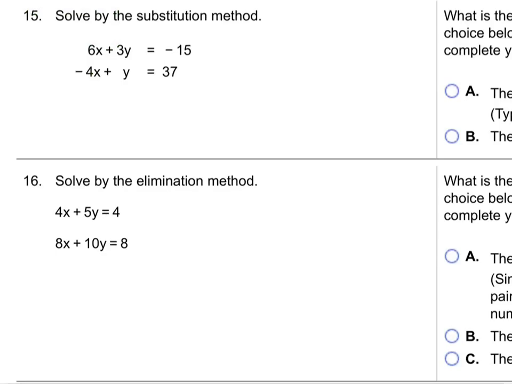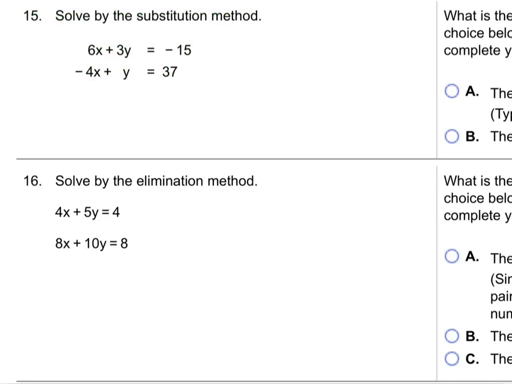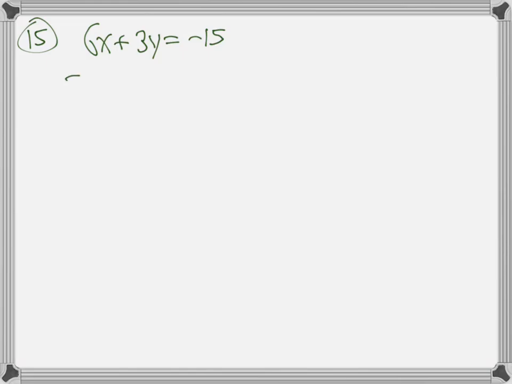All right, so number 15. In fact, let me just rewrite it here for us a little bigger. Number 15. 6x plus 3y is negative 15. 6x plus 3y, negative 15. Minus 4x plus y, 37.